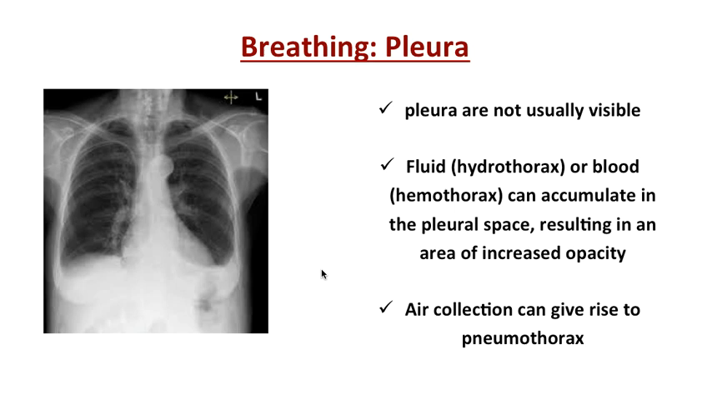Air can also accumulate in the pleura, which can give rise to pneumothorax. So here you can see that this is a typical costophrenic angle, which is an acute angle. On the other side, if you look at the left side, this angle is blunted.